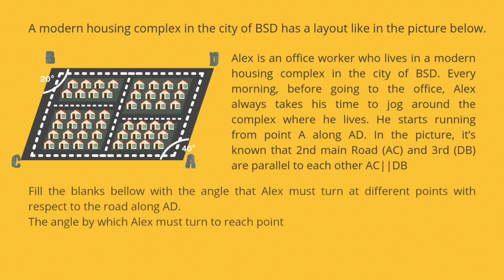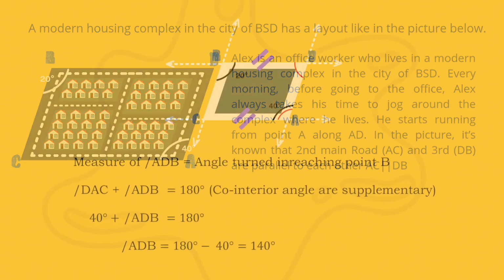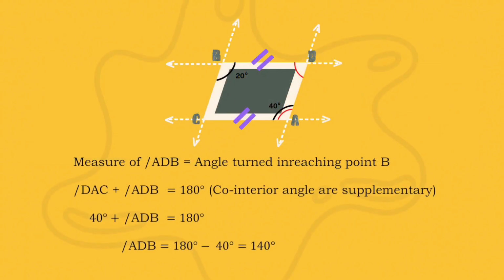The angle turned by Alex in reaching point B will be the same as the measure of angle ADB. So, if we find the interior angle ADB, we will be able to find the total angle turned by Alex in reaching point B. Okay, let's do the first part. In the first part, we have to find the angle turned in reaching point B. It will be the measure of angle ADB.